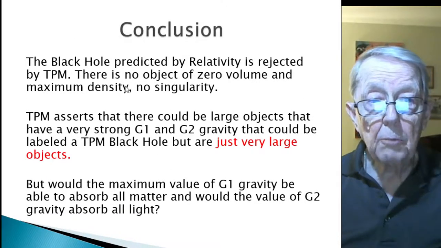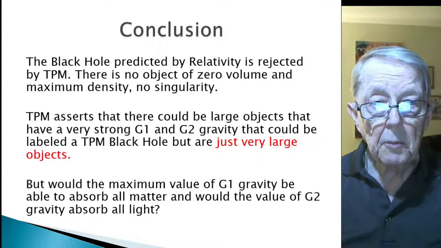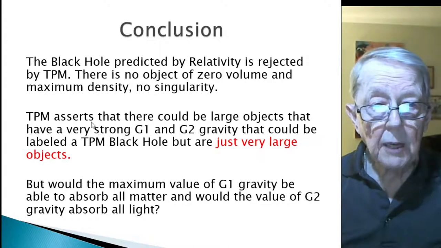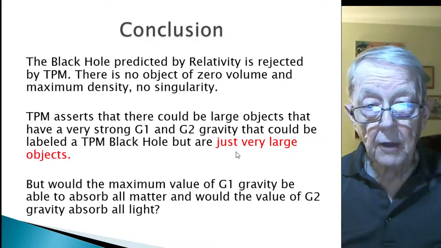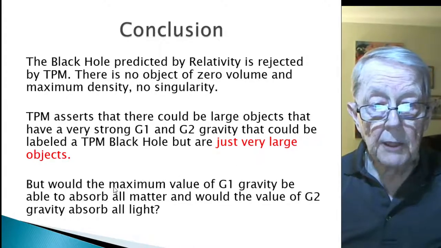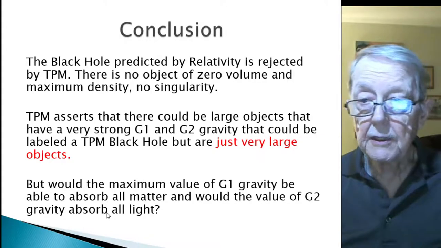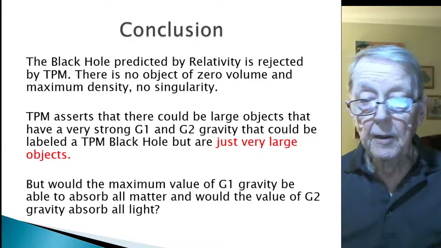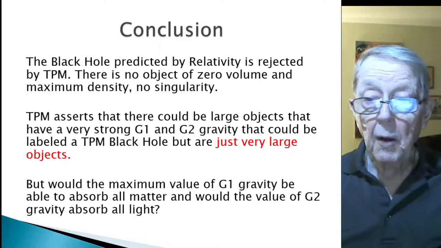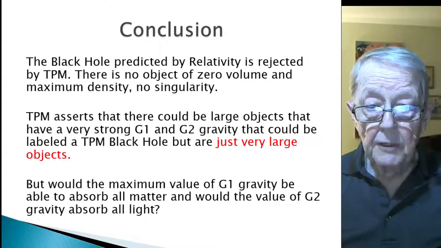Okay, conclusion. The black hole predicted by relativity is rejected by TPM. There is no object of zero volume and maximum density, and there is no singularity. TPM asserts that there could be large objects that have a very strong G1 and G2 gravity that could be labeled TPM black holes, but are just very large objects. But then the question is, would the maximum value of G1 gravity be able to absorb all matter? Would the value of G2 absorb all light? Questions that I can't answer. And if the model goes on after I'm gone, maybe someone will be figuring all this out.